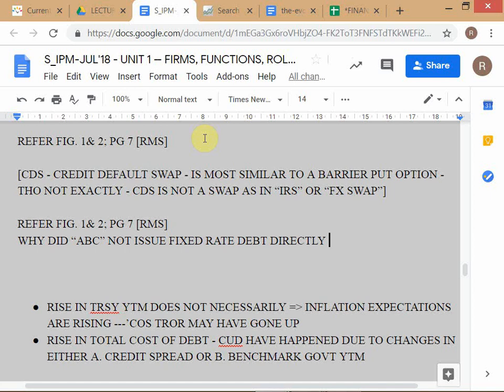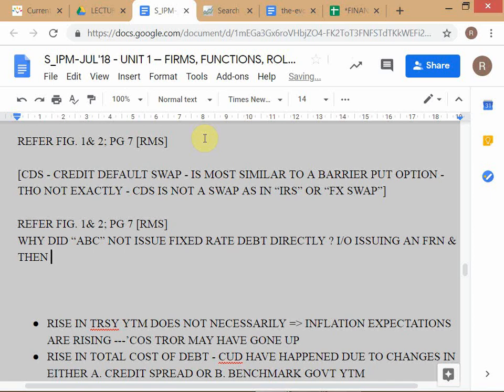Refer to this again, instead of issuing an FRN and then paying on an IRS. As I told you earlier, in market lingo, paying on an IRS automatically means that you're paying the fixed rate, because in an IRS one party pays the fixed rate and one party pays the floating rate. So when we say ABC is paying on an IRS, it is understood as ABC paying the fixed rate on the IRS, and when we say SCB is receiving on the IRS, it means SCB is receiving the fixed rate. These are shortcuts, just jargon used in the market, but you need to know that.